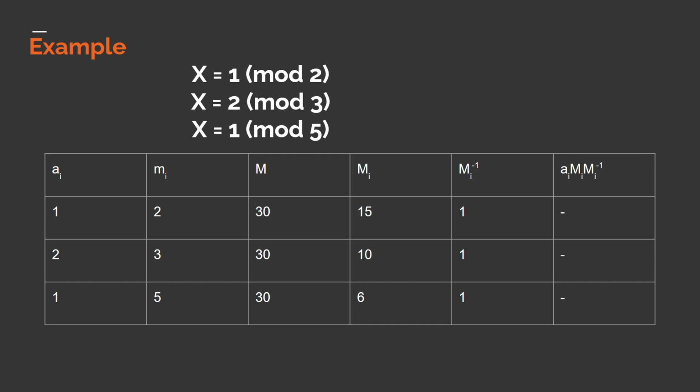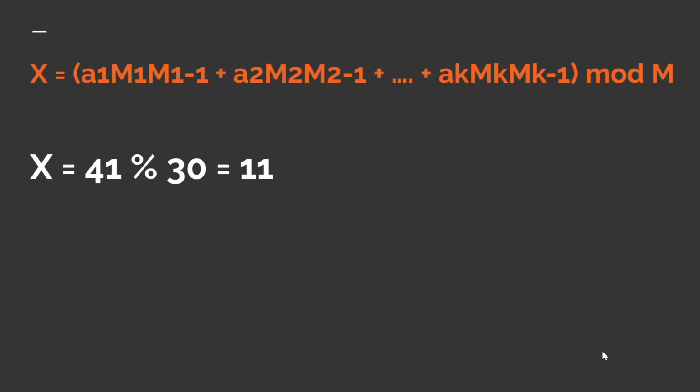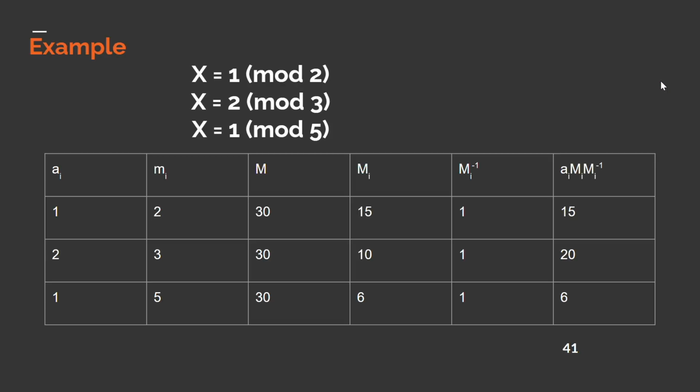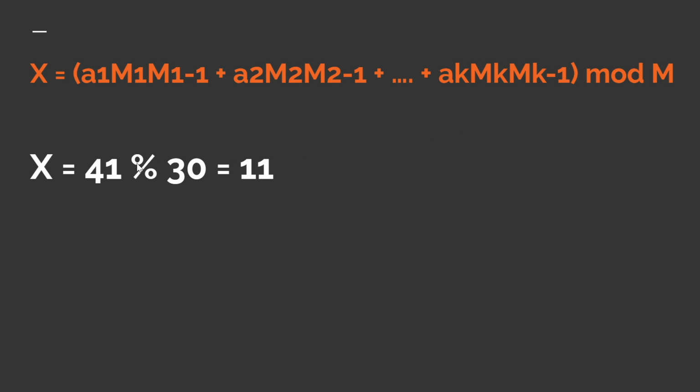Now we'll find the product needed for the equation ai Mi Mi inverse, and as you can see, it is just that. So ai 1 into 15 into 1 is 15, similarly for 2 into 10 is 20, and 1 into 6 is 6, and taking a sum of all of them is 41. Now let's find the x. As we have already found these values of ai Mi Mi inverse and their sum, the sum was 41, and we have our M value as 30. So we'll just divide 41 by 30 and take its remainder, which is 11, so the value of x will be 11.